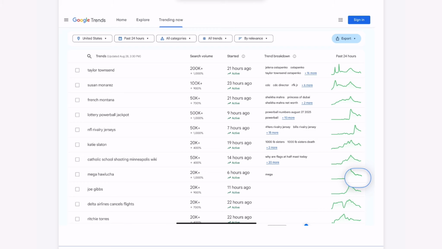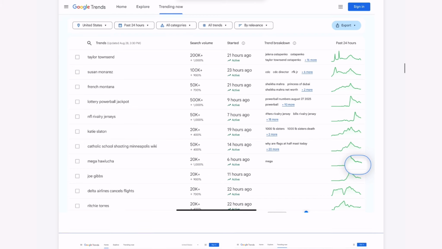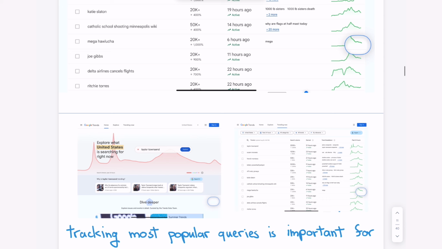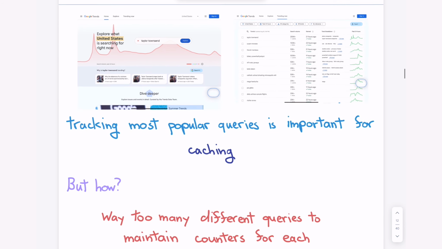Anyway, so they have this website. Why do they have this website? Well, it's for fun, but also why does Google want to track all these most popular queries? It's for caching, right? Why is Google so fast? Why does it seem to have the answer before you ask it? Because it has the answer before you ask it, right? Because your beloved personal question is probably one of a million people at the same time.